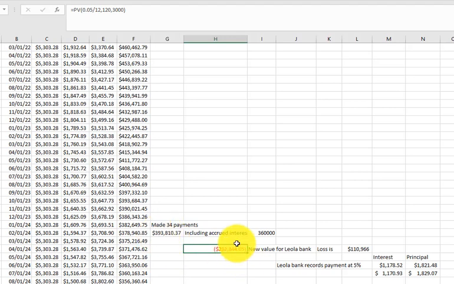and you can see that we are going to get almost $111,000 less than what we thought we were going to get based on the original terms of the loan. So that means our loss is going to be $110,966. We're going to debit loss, credit note receivable.